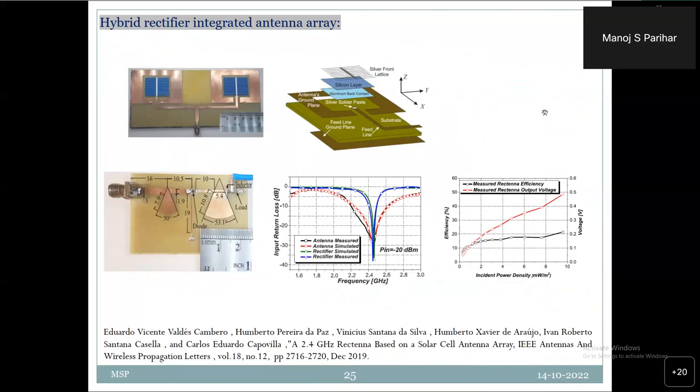So there's another kind of hybrid rectifier antenna. You can see here, this is your RF antenna, and this is your solar cell. This is the rear contact of your solar cell, this is your silicon layer, and this is your back contact. Here the rear contact of your solar cell, we can use as a radiator, right? You can see this is a kind of coplanar radiator. This is the ground of your antenna, and this is your power combiner. So you can have an array of two antennas which combine.